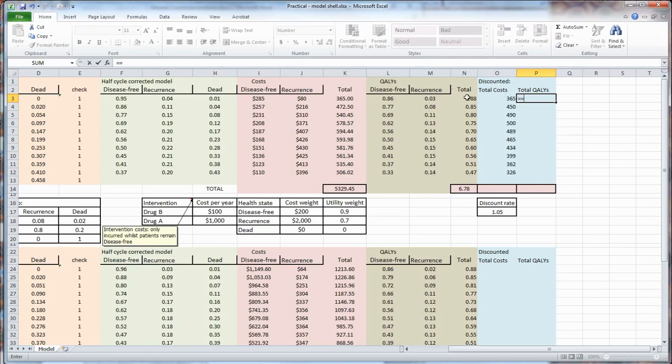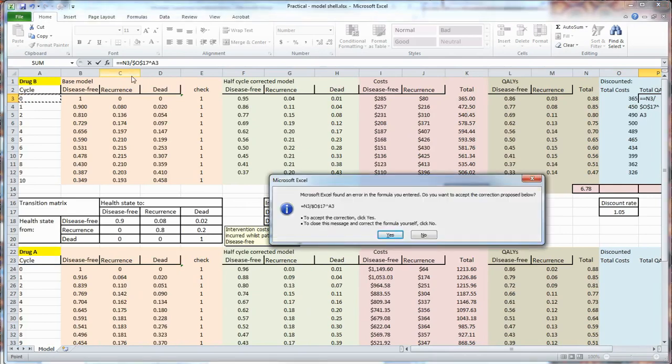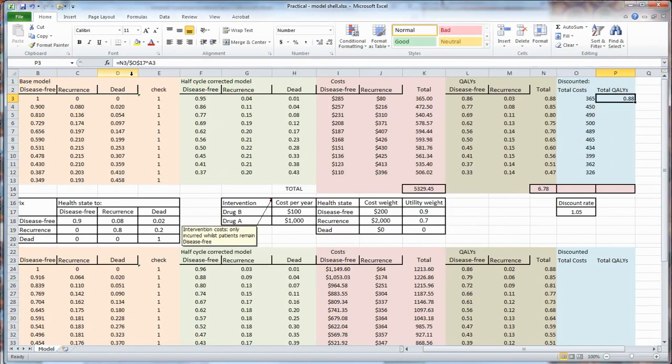And so we take the total QALYs in each cycle, again divided by 1 plus the discount rate, make an absolute reference to the power of the cycle. Oh, we've got a formula error, so we've got a double equals there, so yeah, we can accept that amendment, and so we copy that down. So we've got our total cost discounted for each cycle, our total QALYs discounted for each cycle, so we can copy the sum cycle across, and that gives us our discounted costs and discounted QALYs over the 10-year time horizon.